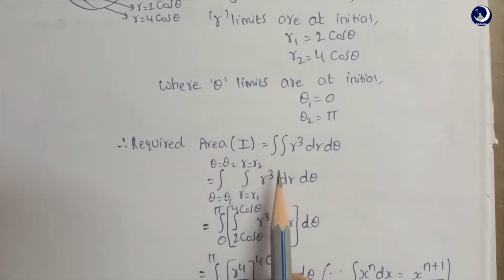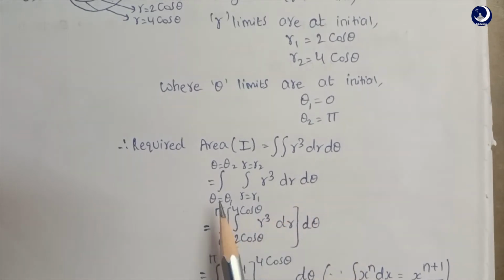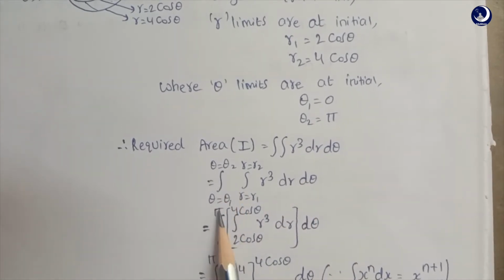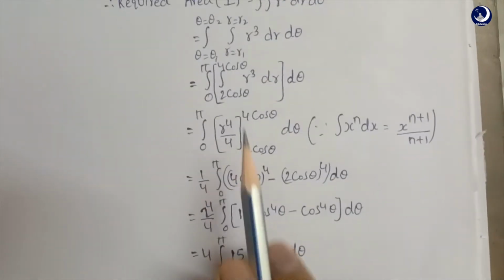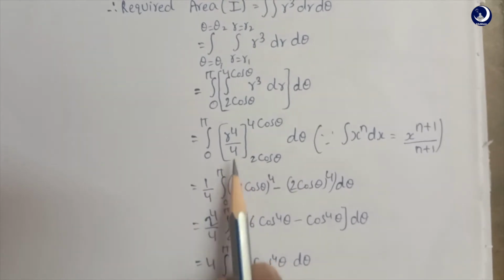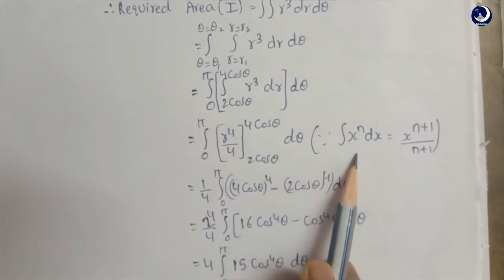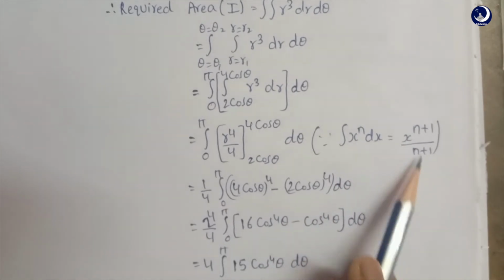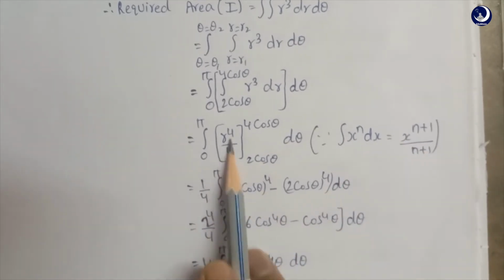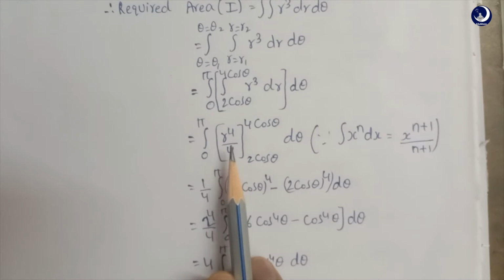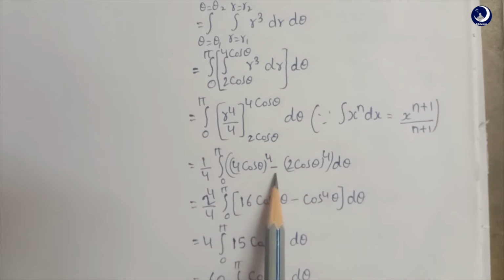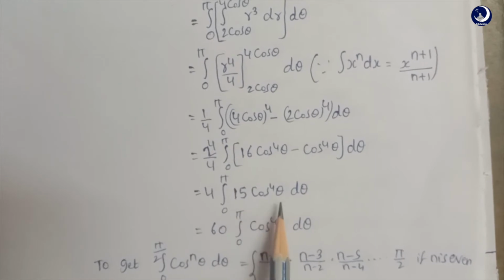I equal to double integral r cube dr d theta, where theta varies from theta 1 to theta 2, which is 0 to pi, and r varies from r1 to r2, which is 2 cos theta to 4 cos theta. Now by solving, r cube dr is in the form of integral x power n dx equal to x power n plus 1 by n plus 1. By applying this formula, we get r power 4 by 4. The constant 1 by 4 we put outside. Integrating r power 4, we get 4 cos theta whole power 4 minus 2 cos theta whole power 4. By solving this, we get 15 cos power 4 theta d theta.